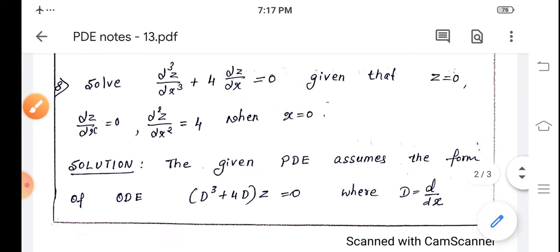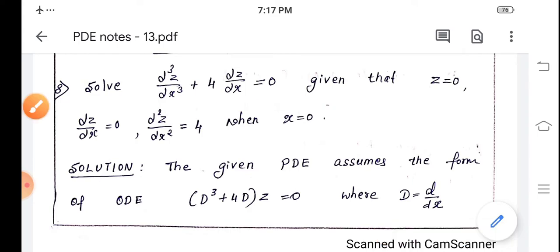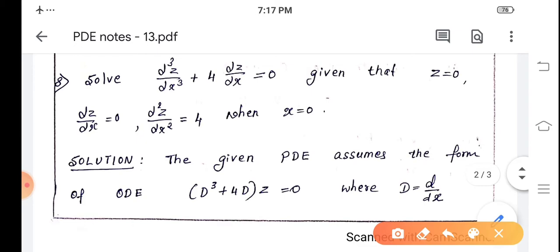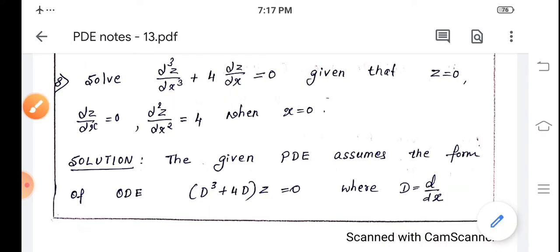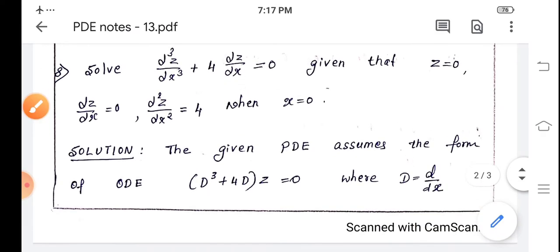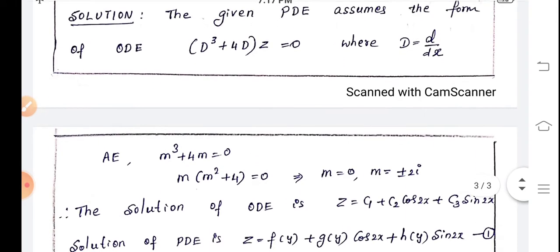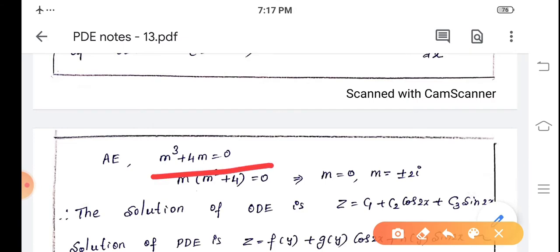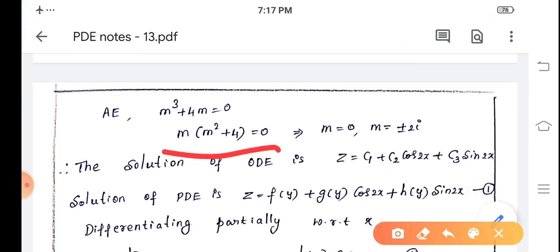Now, the given partial differential equation is del cube z by del x cube plus 4 into del z by del x equal to 0. We write this equation in the ordinary differential equation form, (D cube plus 4D) z equal to 0, where D is equal to d by dx. Because in the given partial differential equation, we have the partial derivative with respect to x only. So the auxiliary equation is m cube plus 4m equal to 0, or we write it as m into (m square plus 4) equal to 0.